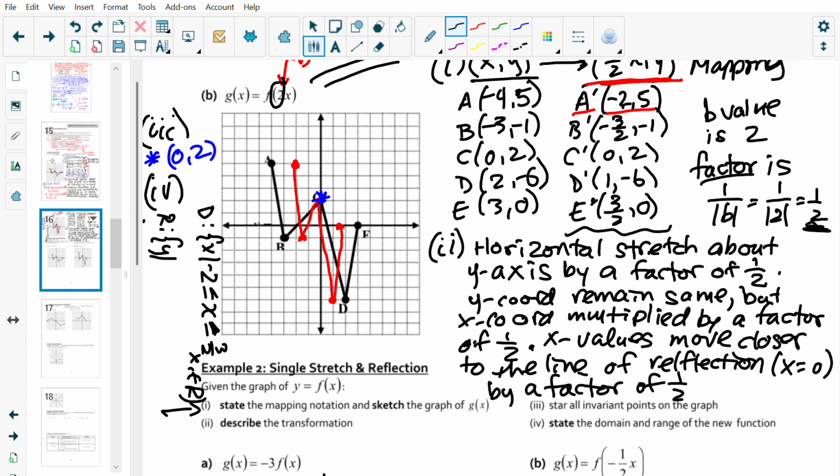Okay, and then range, y such that y is greater than or equal to -6, but less than or equal to 5. Y is an element of all real numbers. Okay.